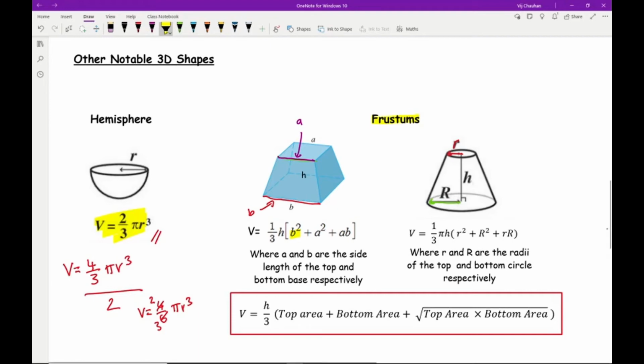Now there's also a different formula you could use as an alternative, and this applies to all types of frustums. You can remember this formula here, which is h over 3, multiplied by the area of the top shape plus the area of the bottom shape plus the square root of the product of those two areas together.